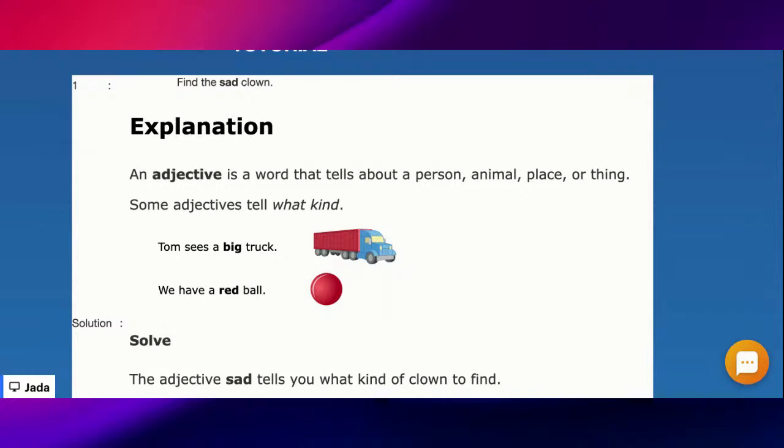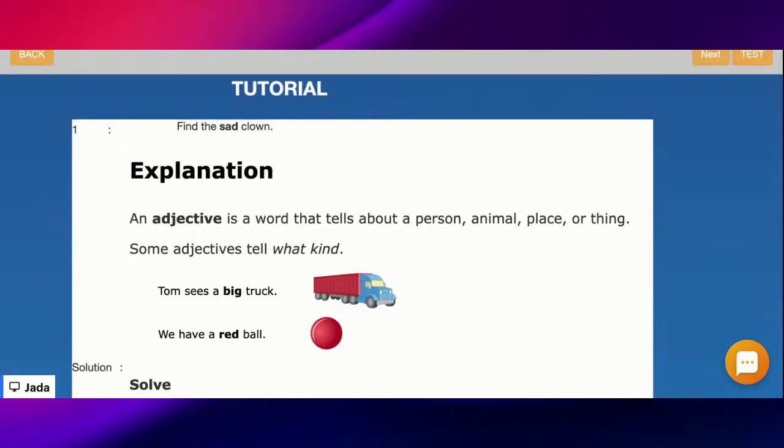So for example, we say what kind of ball do we have? We have a red ball. So red now is the adjective there. So the adjective basically just tells us what kind of thing something is. It gives us a clear picture as to what kind. So let's look at some examples from here so that we can best know again.